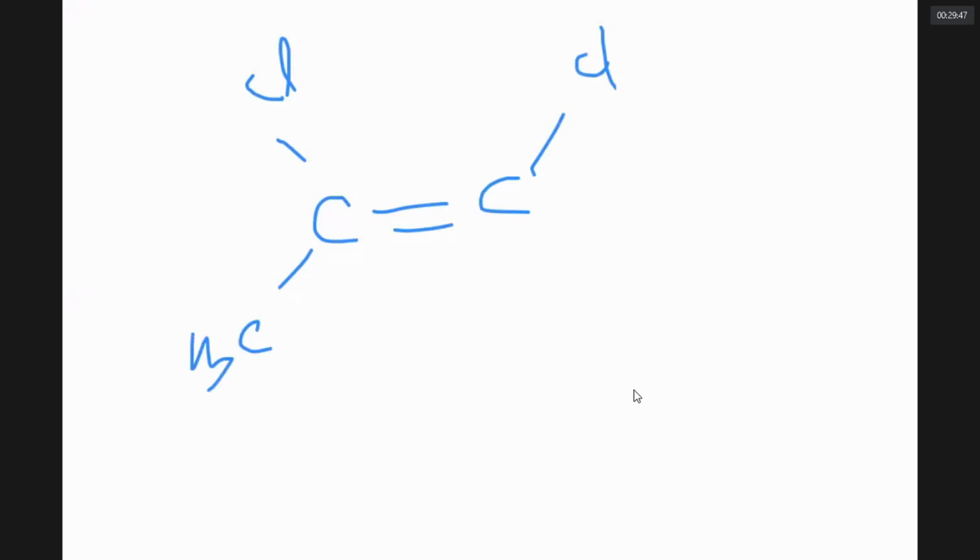The second type of stereoisomers are called geometric isomers. What happens if 2 carbons are linked by a double bond and this carbon is having, say, Cl and methyl? This carbon is also having Cl and methyl. What is the name of this compound? 2,3-dichloro-2-butene.